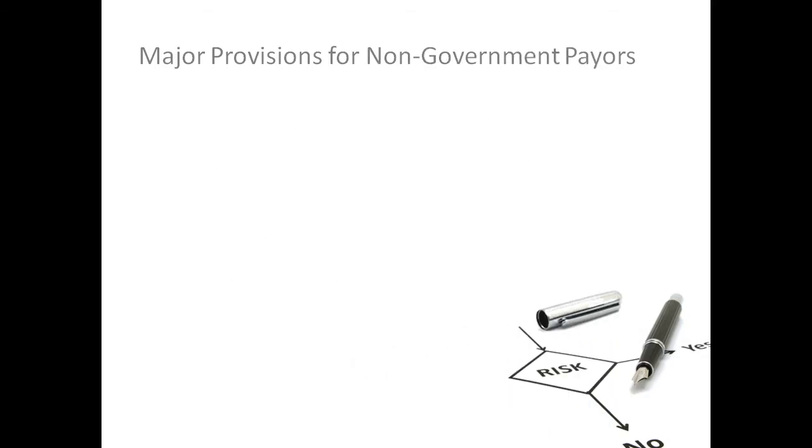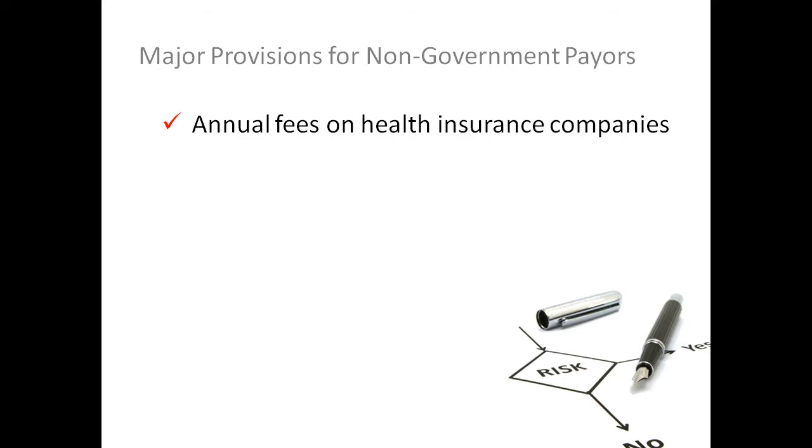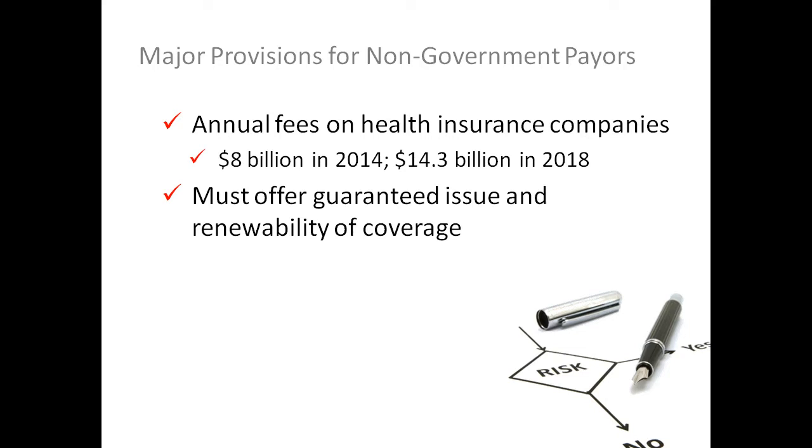Finally, there are several provisions covering non-government payers, such as health insurance companies and health maintenance organizations. Health insurance companies will be subject to annual fees which will be used to subsidize the coverage for low-income individuals. These fees will increase from $8 billion in the aggregate in 2014 to $14.3 billion in the aggregate by 2018. Insurance companies and health plans must offer guaranteed issue and renewability of coverage to anyone who requests coverage, especially those requesting individual coverage through the health insurance exchanges.